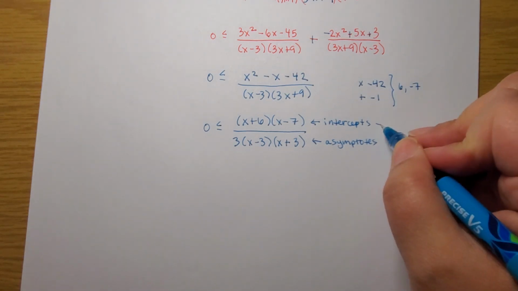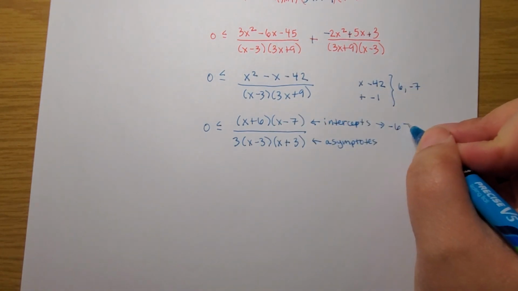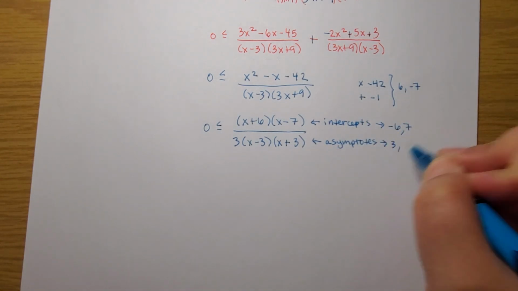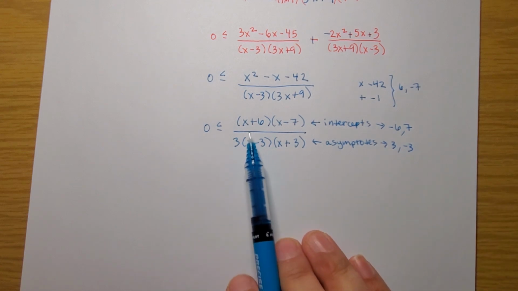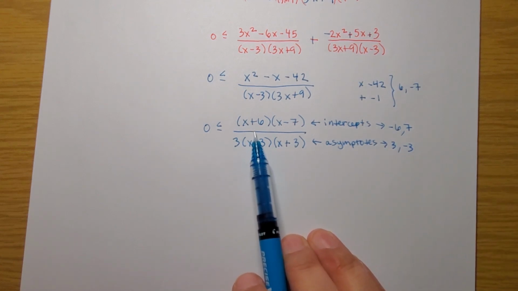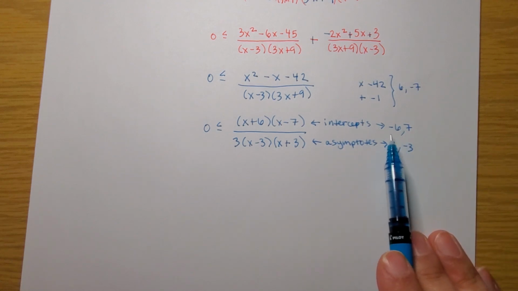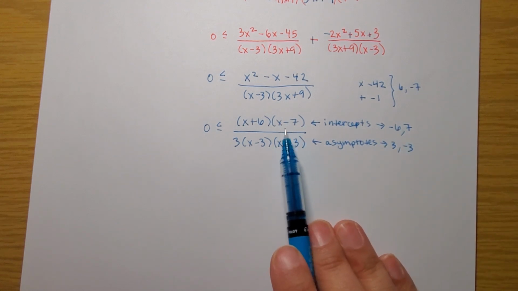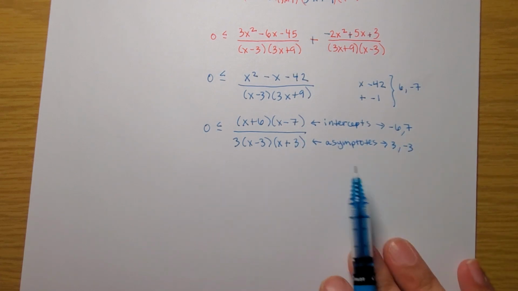So our intercepts are going to be at negative 6 and at positive 7, as well as positive 3 for our asymptote and negative 3. The reason I'm changing the signs here is because you would do x plus 6 equals 0. So when you subtract 6 from both sides, you get that negative. Same thing here, x minus 7 equals 0. When you add 7 to both sides, you get a positive. And same thing with the asymptotes here.